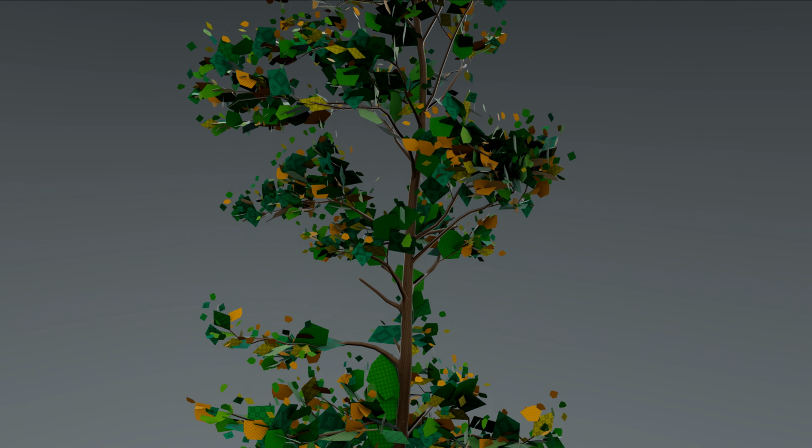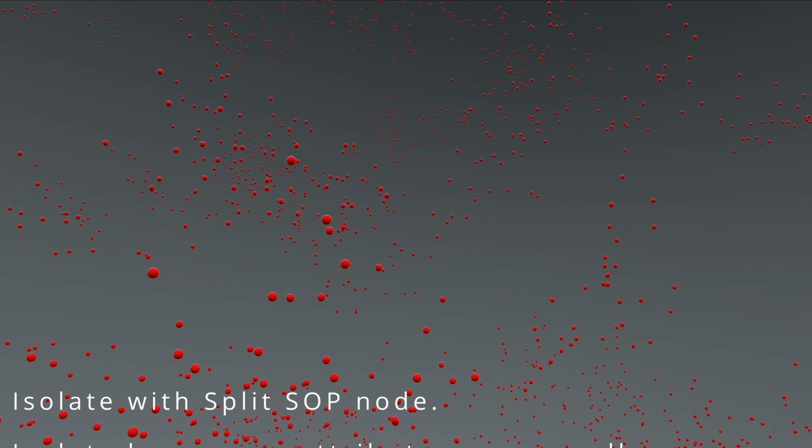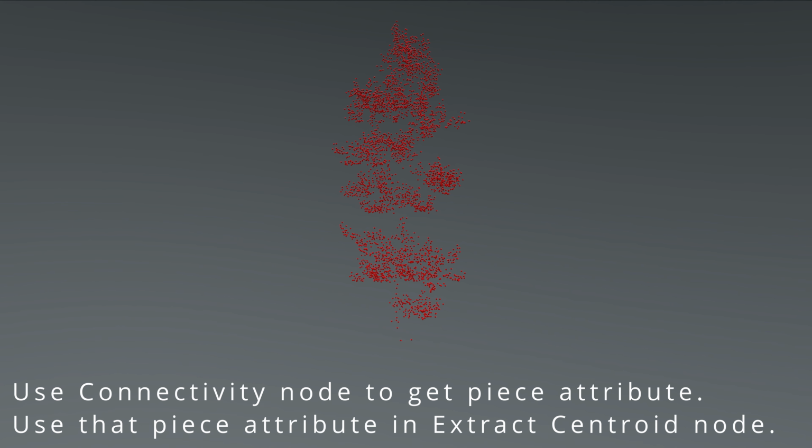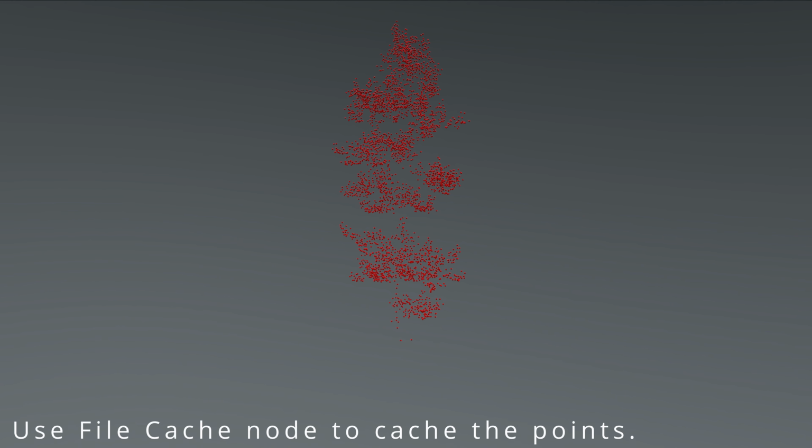We aren't simulating full leaf geometry. We are using a smart workaround, isolating the leaf segments from our tree mesh, running an extract centroid node with a piece attribute via connectivity, and caching out a single point for every single leaf.